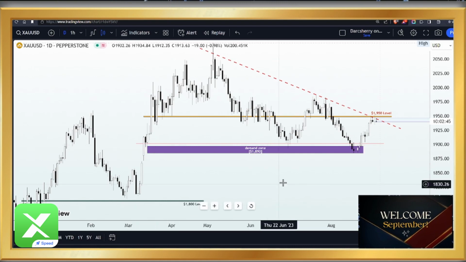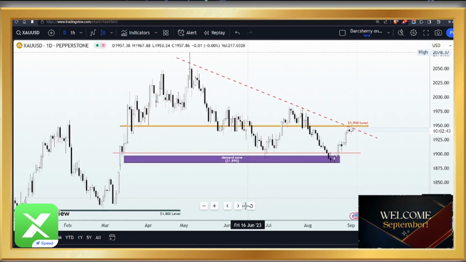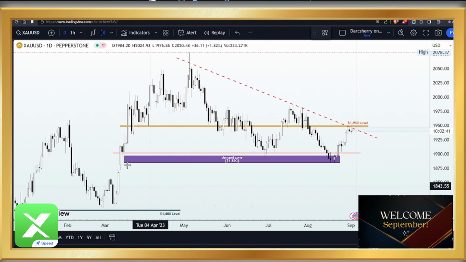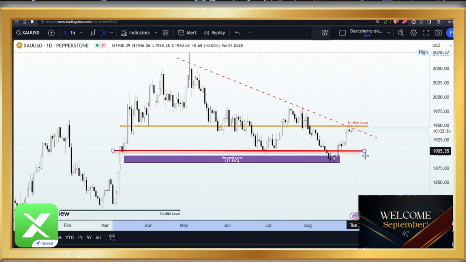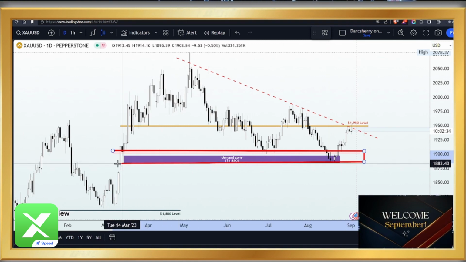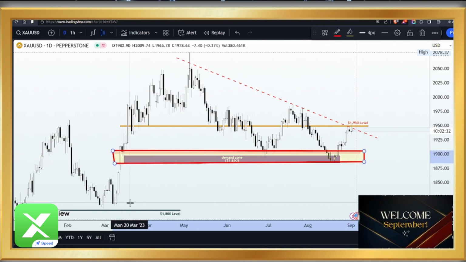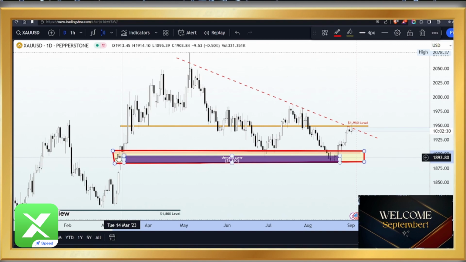And one thing you will notice here since the month of March is how the 1900 and the 1890 zone has been a strong buying niche in this market. Ever since price broke out of that structure in the month of March, we saw that every time price comes into that area, sellers have continued to struggle to break through that area. So buyers at every point in time come in to negate the potentials of the sellers.